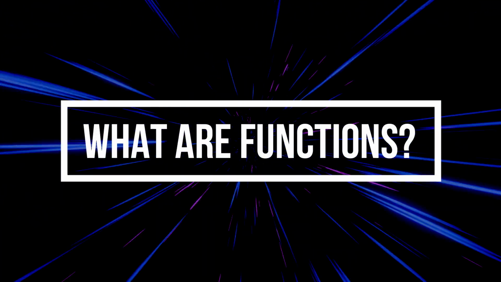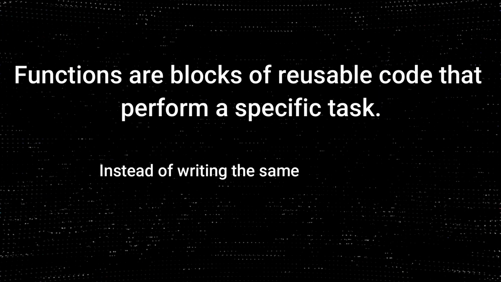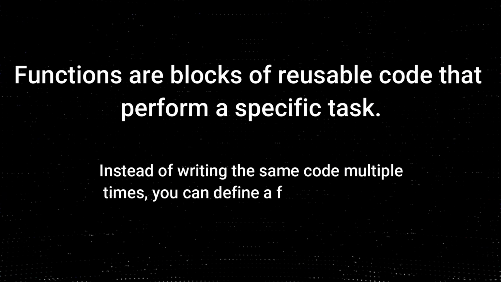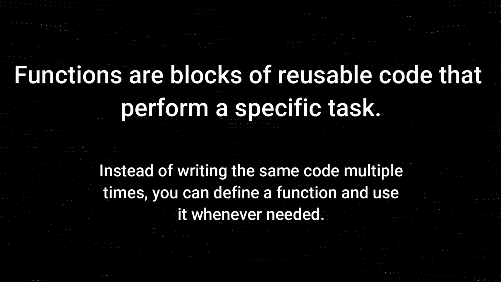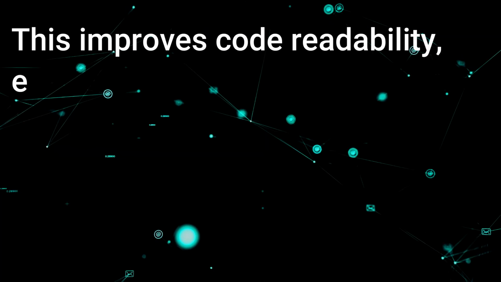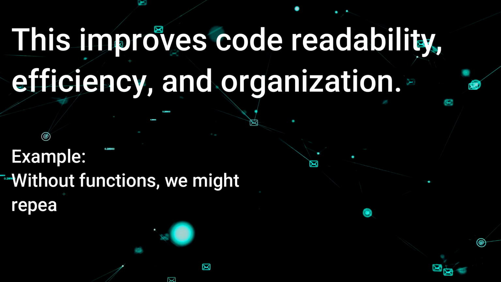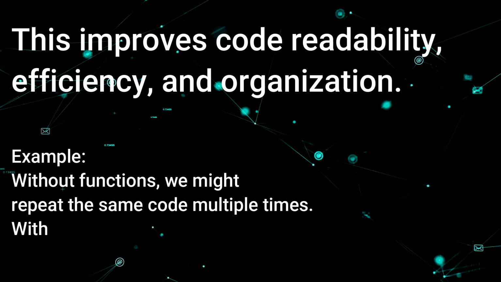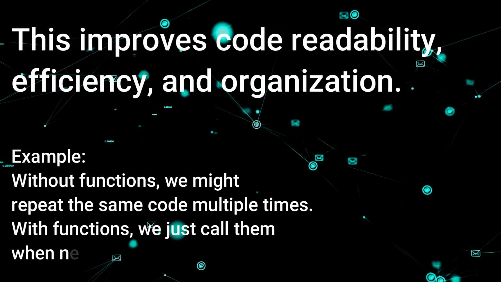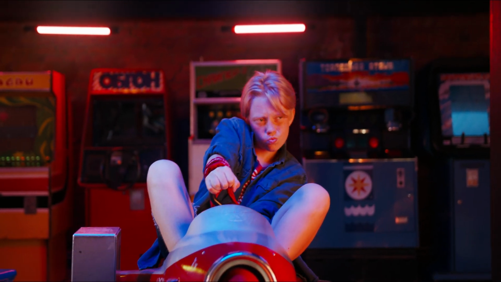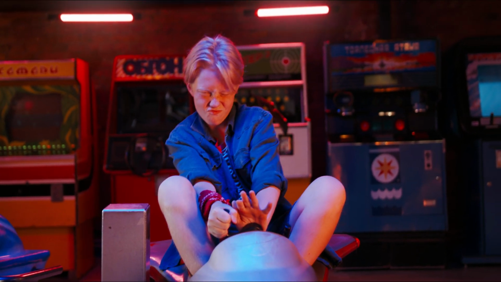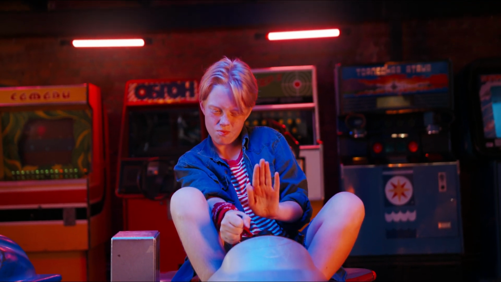So first of all, what exactly are functions in Python? Functions are blocks of reusable code that perform a specific task. Instead of writing the same code multiple times, you can define a function and use it whenever needed. This improves code readability, efficiency, and organization. For example, without functions, we might repeat the same code multiple times. With functions, we just call them when needed. Think of functions as mini machines that take input, process it, and give an output.